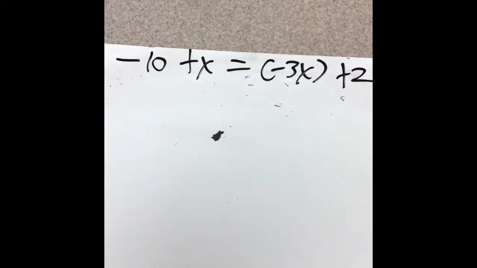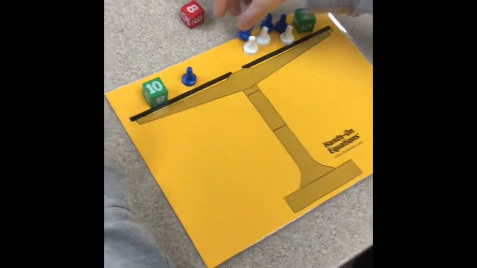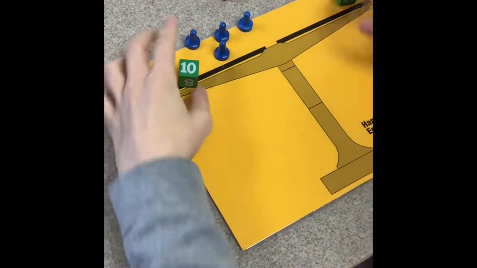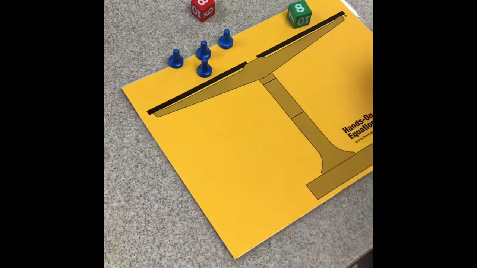This is the next problem I'll be solving. First, we can add 3 pawns to each side. And then you can take these away, which is pair 0. Then you can do these two, which would be 8. And then you would get x equals 4.